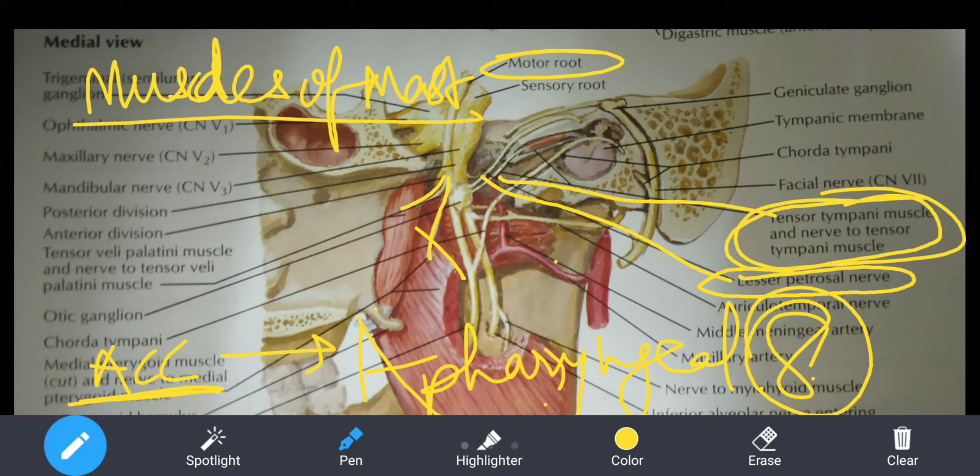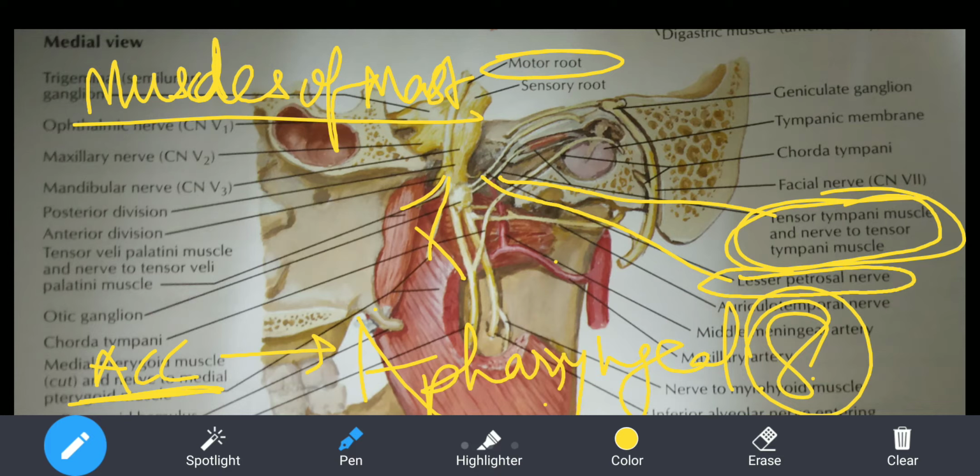Above it is the temporalis muscle, that bone we are seeing from inside. Remember this, I told you we are seeing from inside. There is another photograph or image which is showing from outside. In that I will tell you all those muscles, but this is just a rough idea.